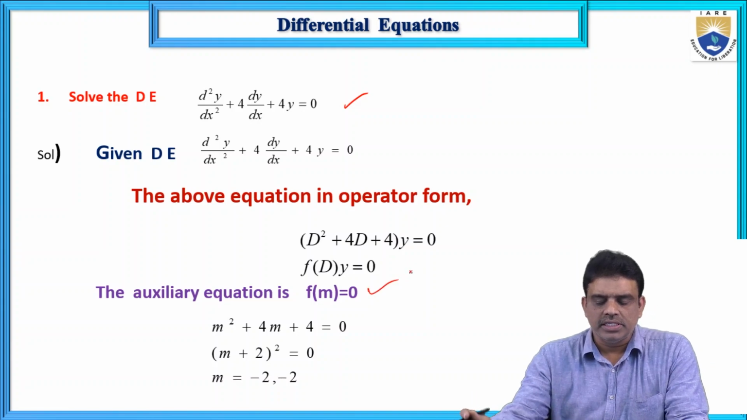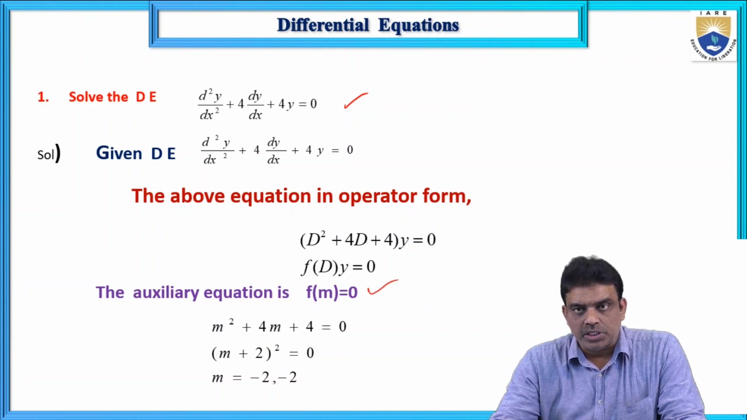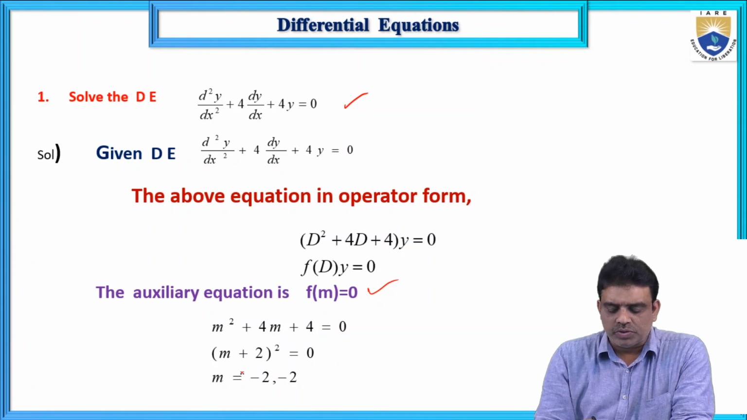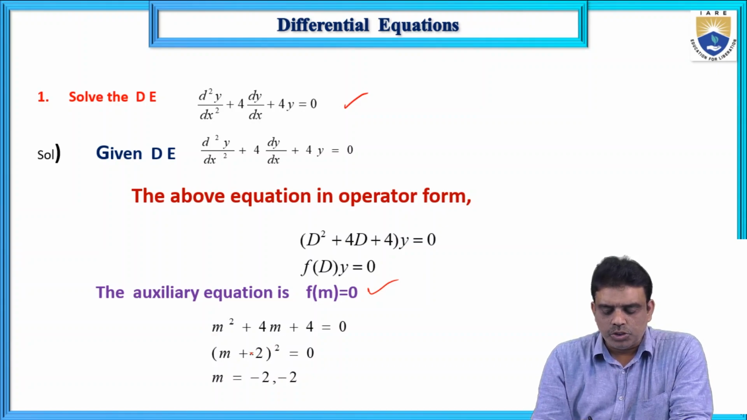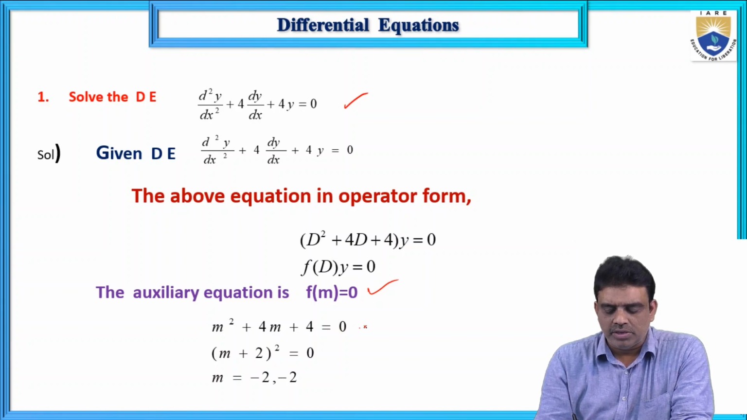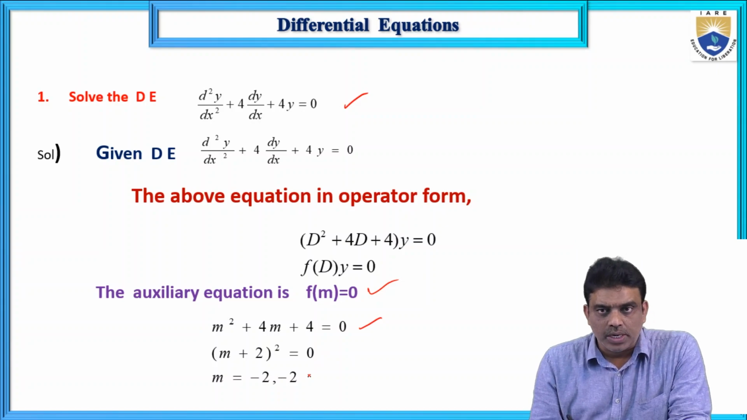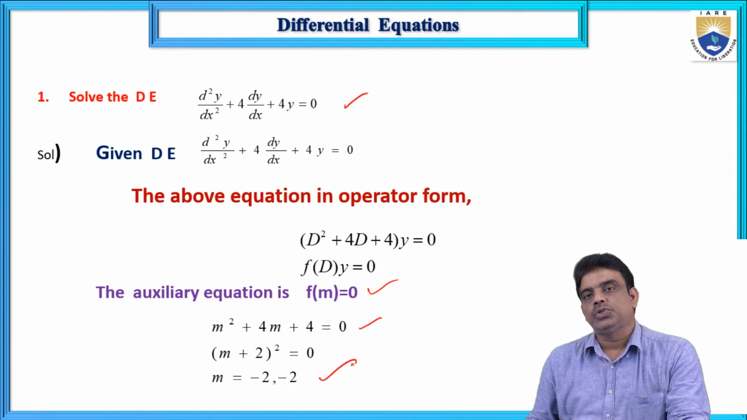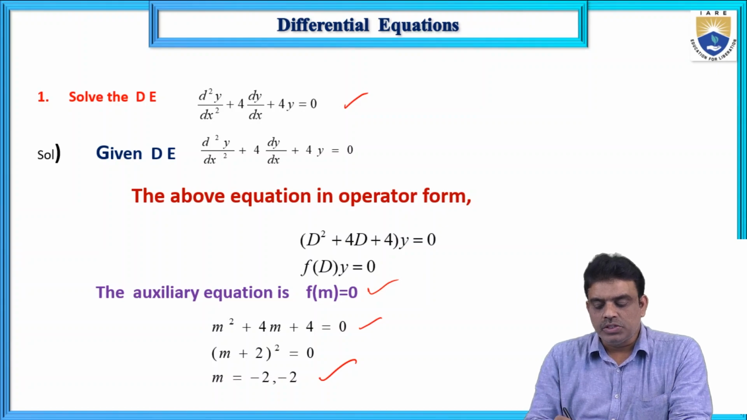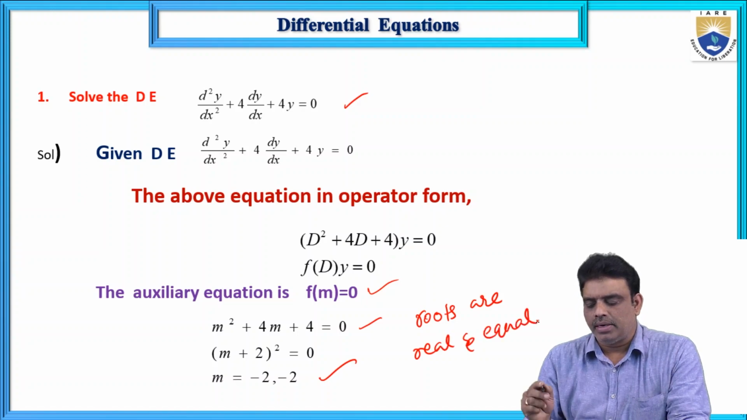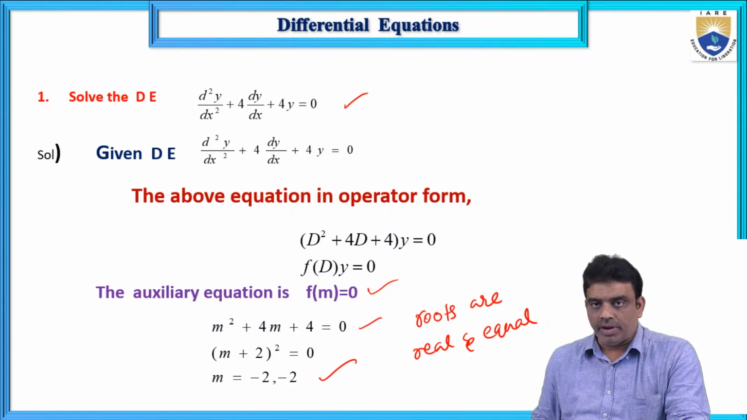So the auxiliary equation is f of m is equal to 0. That is m square plus 4m plus 4 is equal to 0. I can write this as m plus 2 whole square. Expanding, you get m square plus 2ab, 4m plus 2 square, 4 is equal to 0. Or the factors are m plus 2 and m plus 2, m plus 2 repeated 2 times. So the roots are minus 2, minus 2. That means the roots are real and equal.